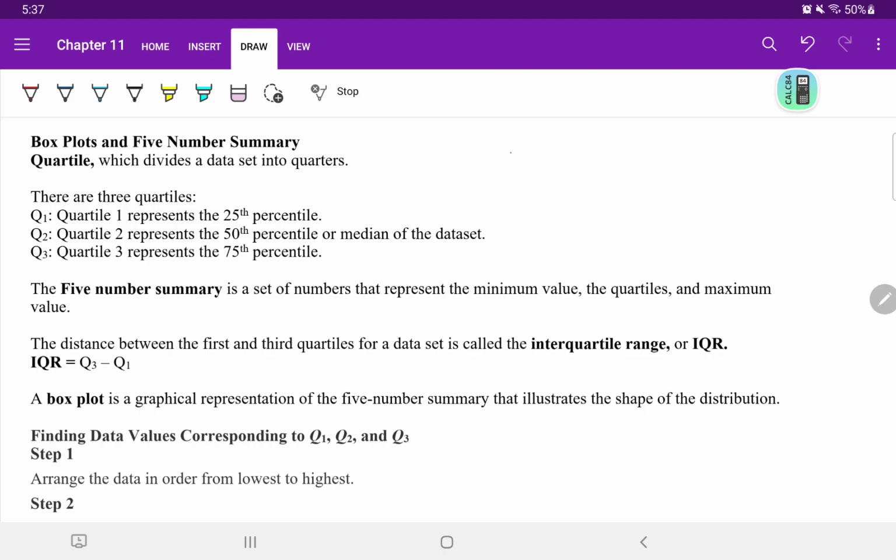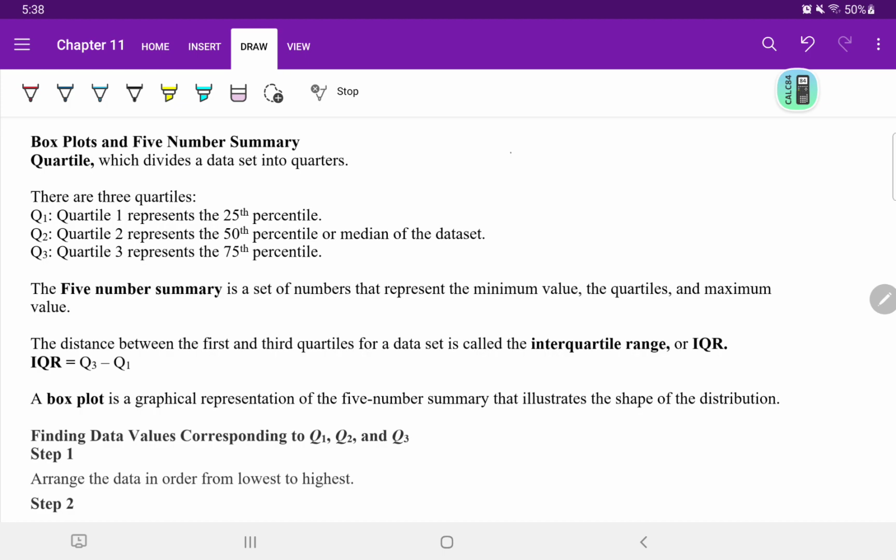Now we're going to learn about quartiles. And quartiles are related to quarters, which means it divides the set into quarters. And how many quarters are in 100? Well, there are 4 quarters in 100%: 25%, 50%, 75%, and then that 100%. So quartile, which divides a data set into quarters.